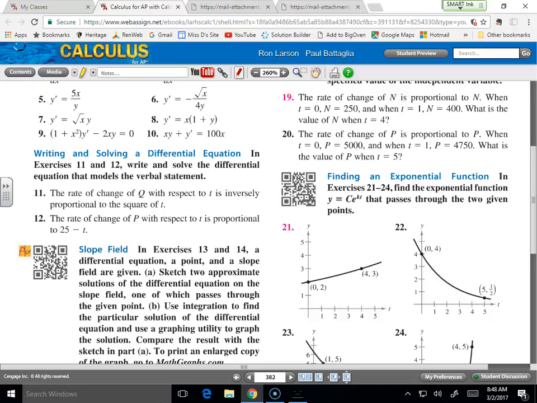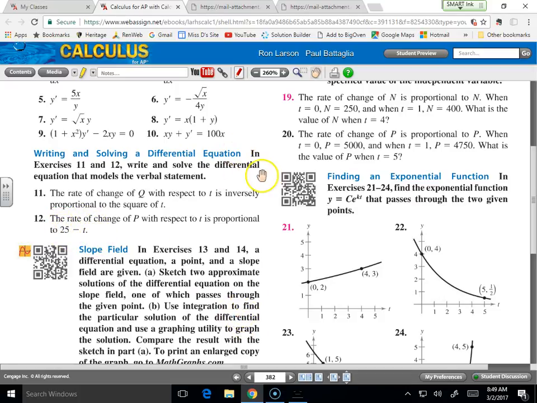Is means equals, inversely proportional. Is that k times or k over? K over. And who is it inversely proportional to? t squared for number 11. Number 12 is proportional, not k over, k times. And k times who? 25 minus t. Guys, in doing these problems, when you say k times or k over, k times especially, make sure you're including your parentheses. It makes a huge difference.